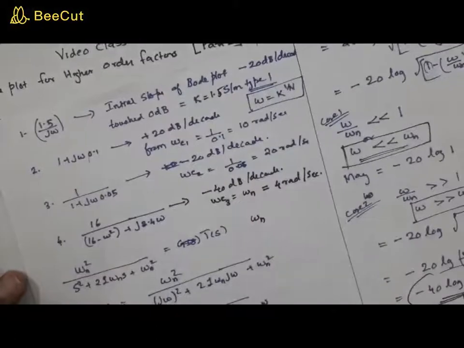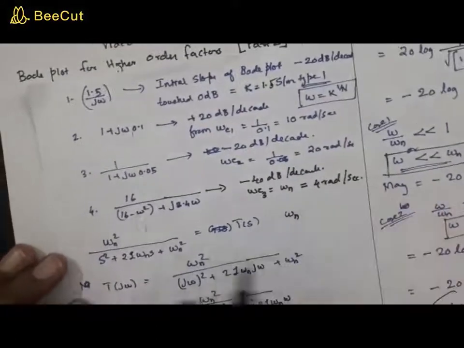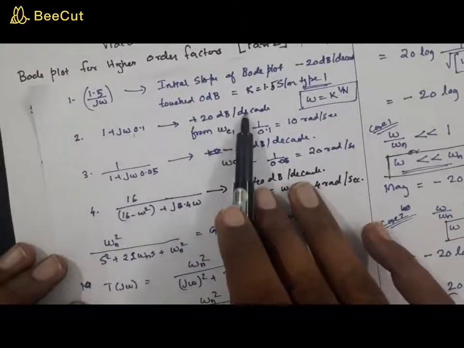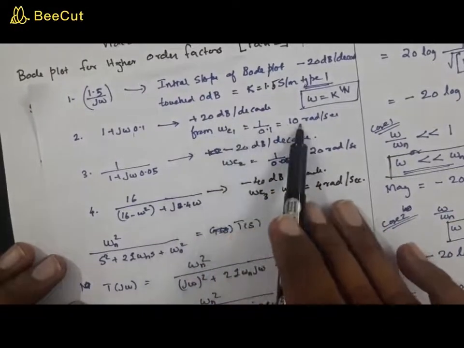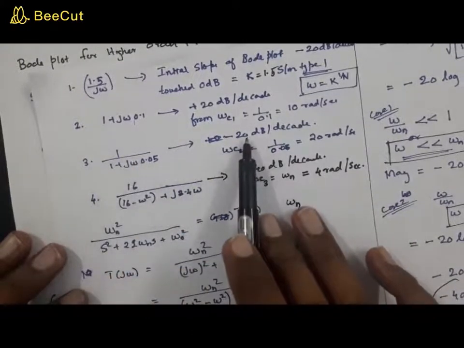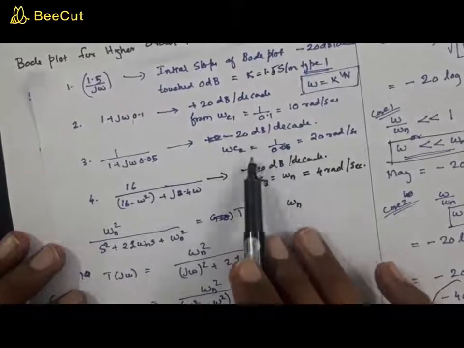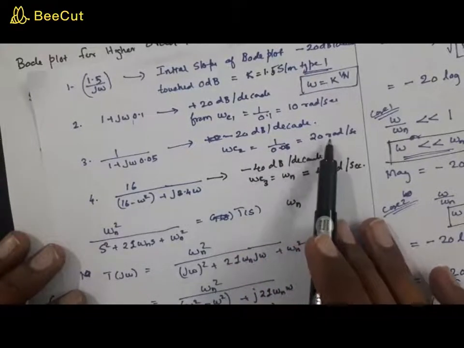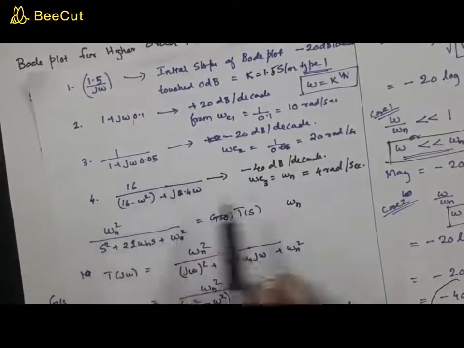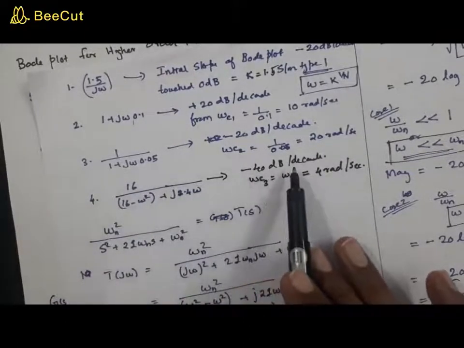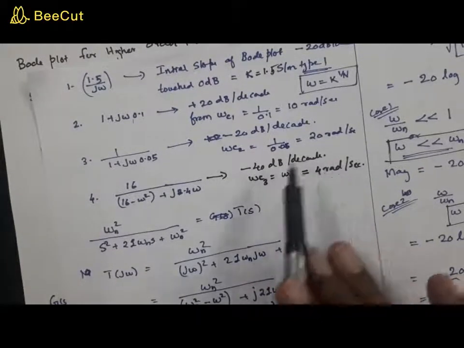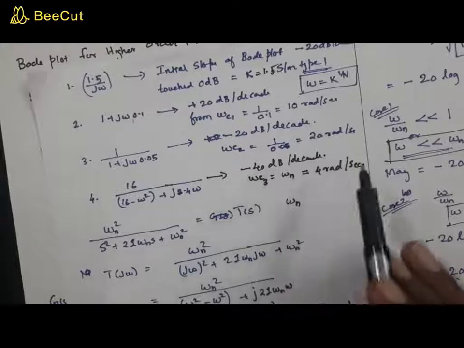Now the second term is 1 plus j omega 0.1, which offers a plus 20 dB per decade, but at a corner frequency of 10. And again you have 1 by 1 plus j omega 0.5, which offers a minus 20 dB per decade from the corner frequency 20 radians per second. While the second order term comes into play and offers a minus 40 dB per decade at 4 radians per second.